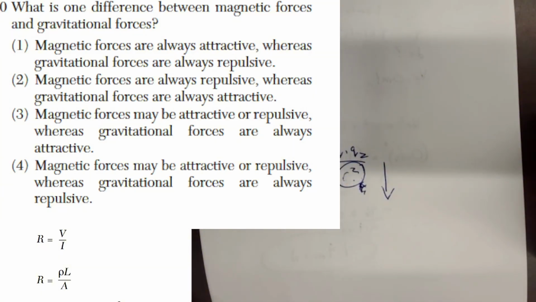So let's see the rest of that. Number 3, whereas gravitational forces are always attractive. Yes, right? Gravitational forces are always attractive. You're never going to be sitting and be pushed up to the ceiling, repelled by gravity. Gravity only pulls things in. It only attracts things. So that's option 3.